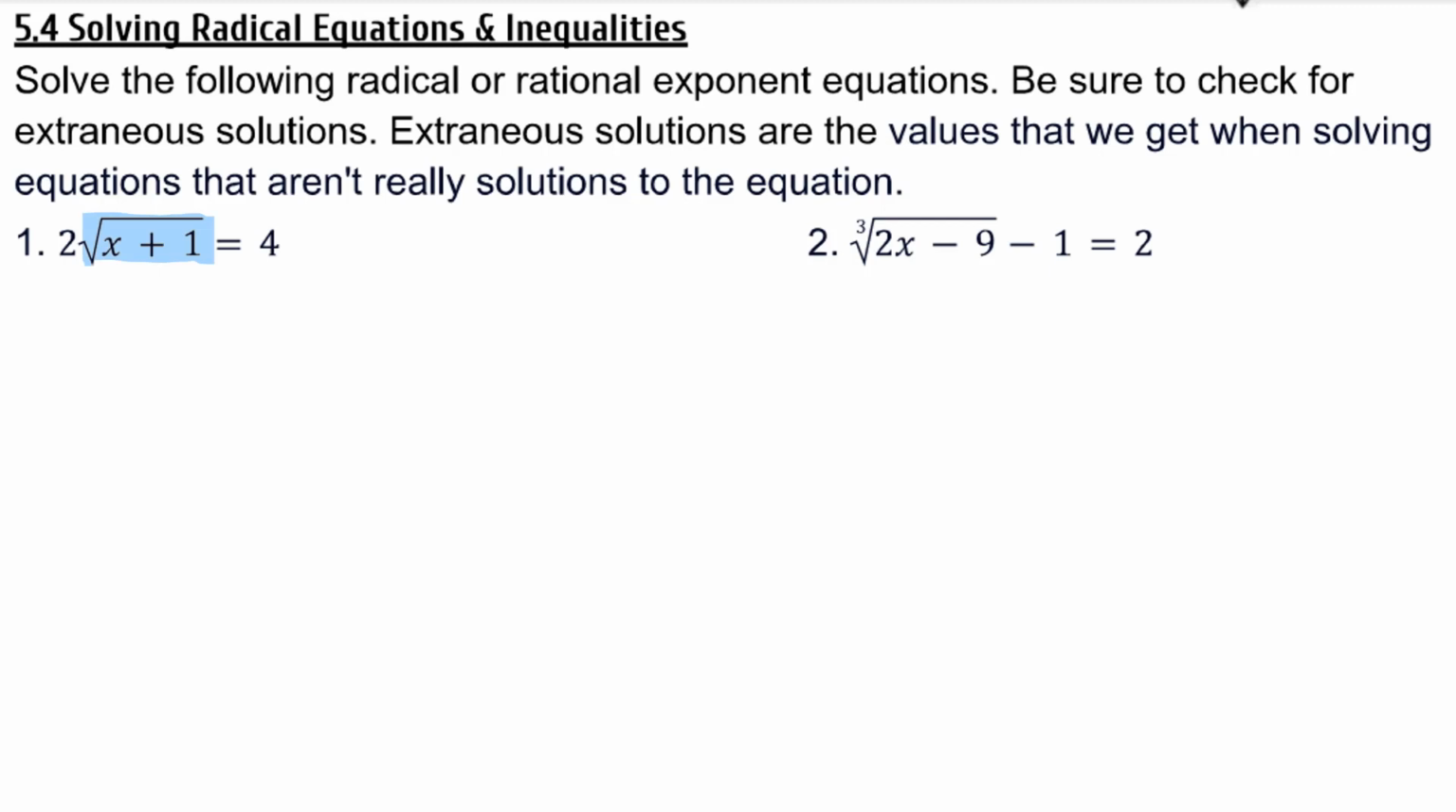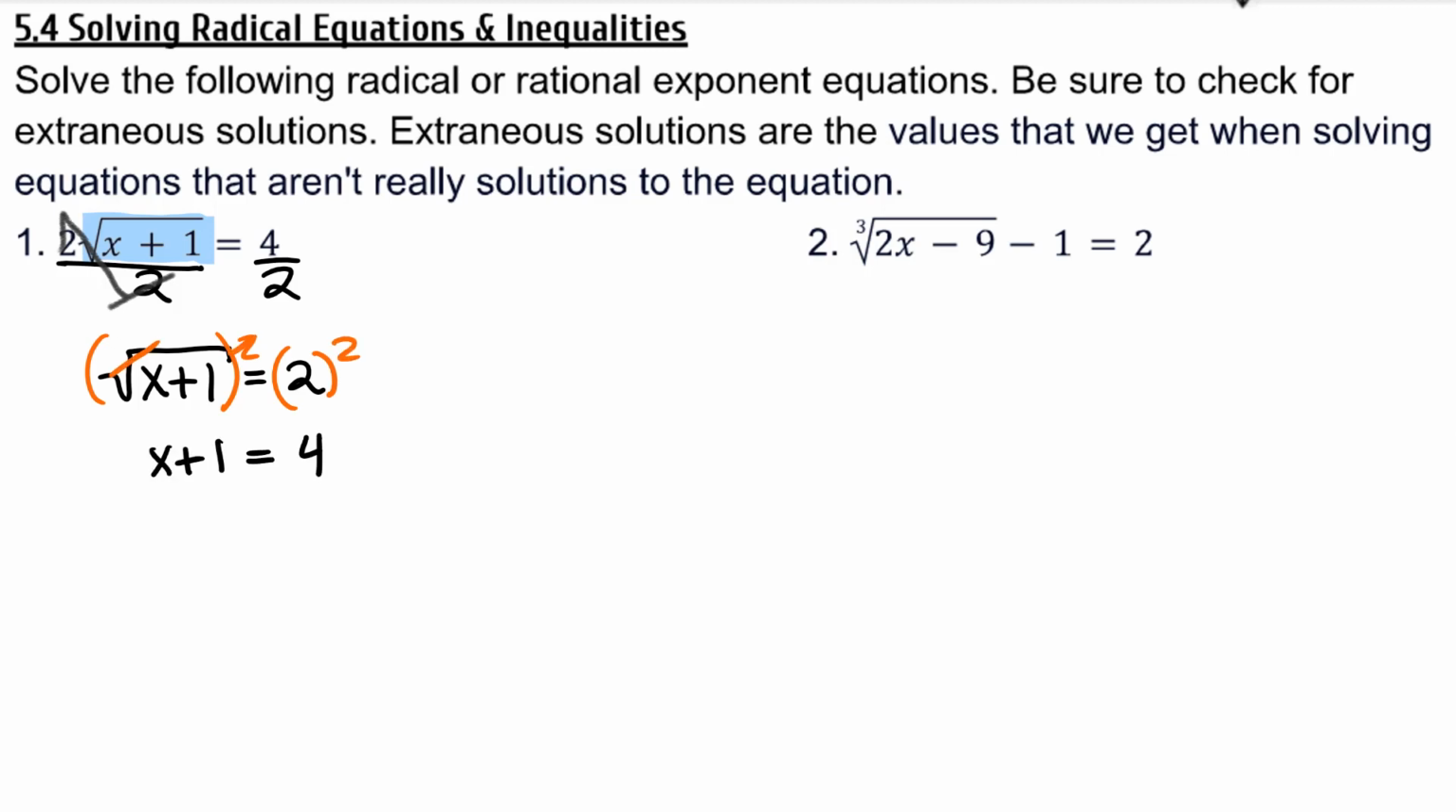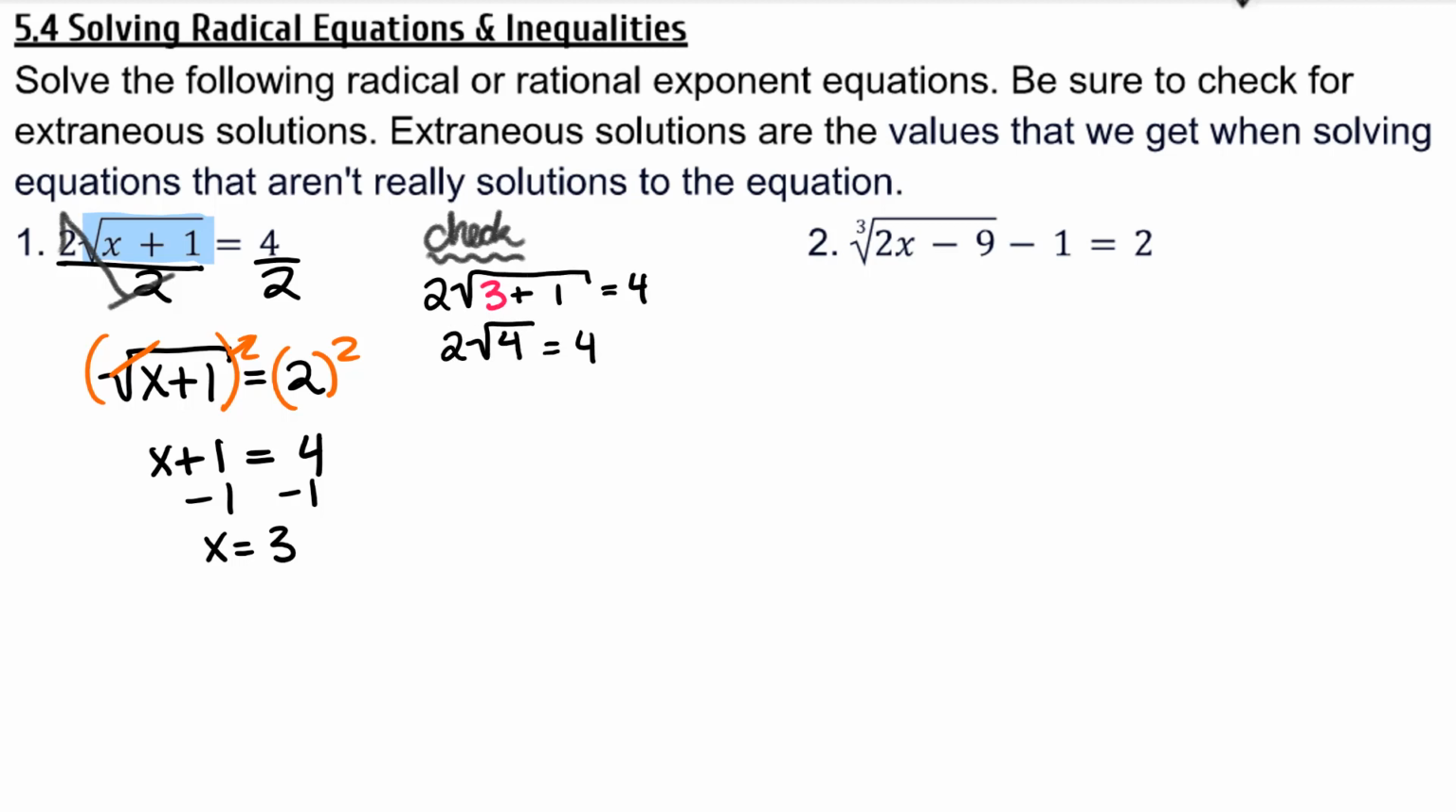The radical is square root x plus 1, and it is not isolated because it is being multiplied by 2. So divide both sides by 2. Now that the radical is isolated, we can use the inverse operation of square root to remove this radical, which would be squaring. So square both sides of the equation. This leaves you with the radicand equal to 2 squared, which is 4. Solve for x. And now let's check. So x equals 3 is our answer.